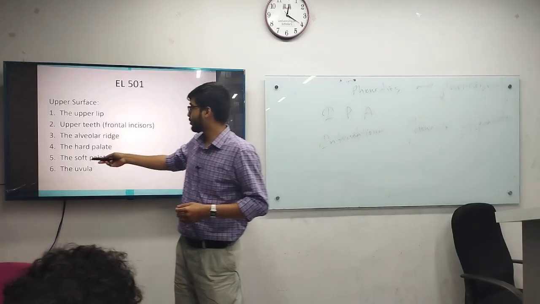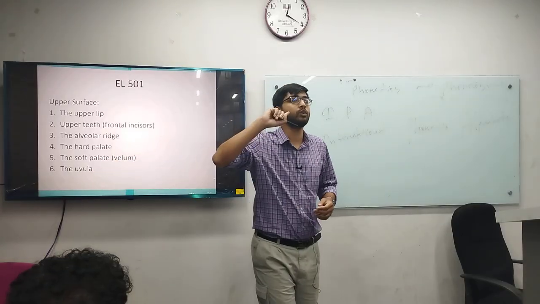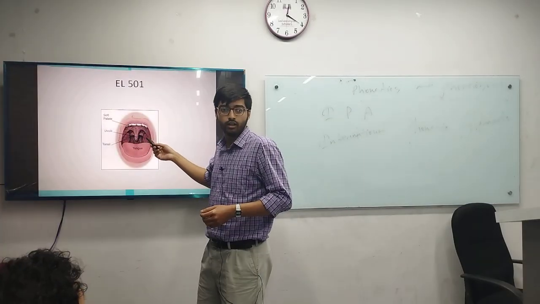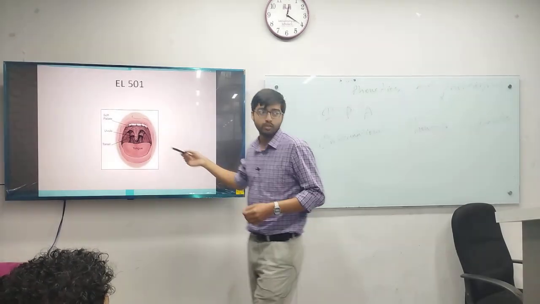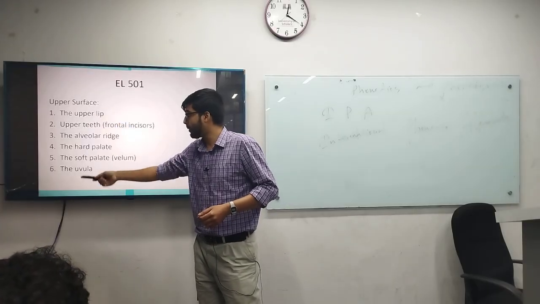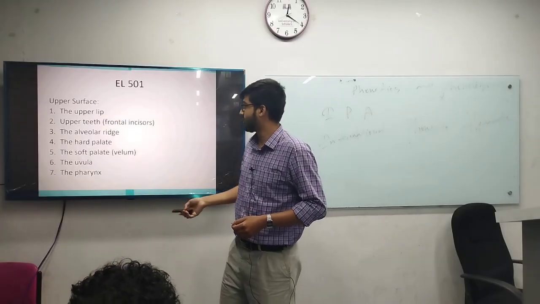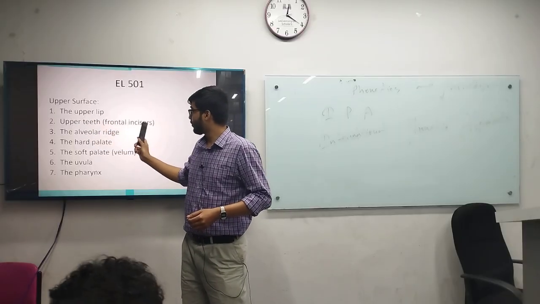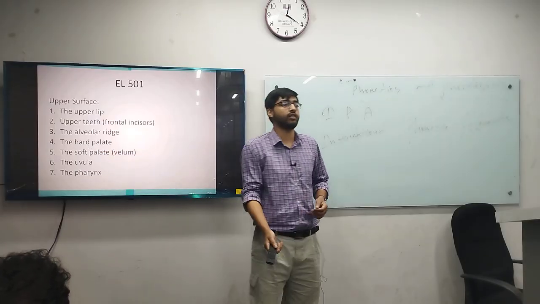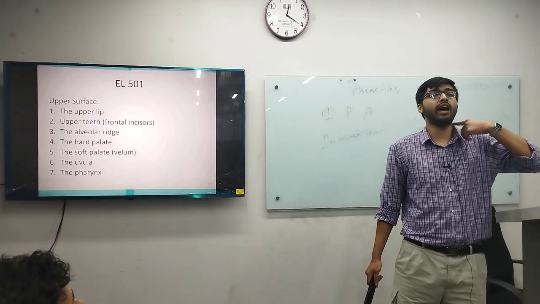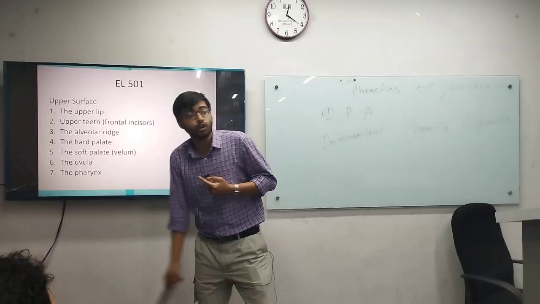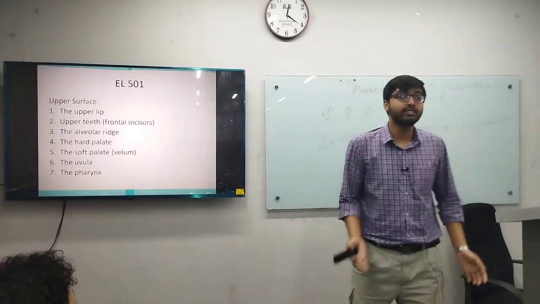Okay, the upper surface, soft palate and uvula also. Soft palate means we already know what that means. Okay, soft palate and uvula. That means in the upper surface there are 7 places: upper lip, upper teeth, frontal incisors, the alveolar ridge, hard palate, soft palate, uvula, and pharynx. Pharynx is also considered an upper surface place of articulation. So these are the places of articulation in the upper surface.